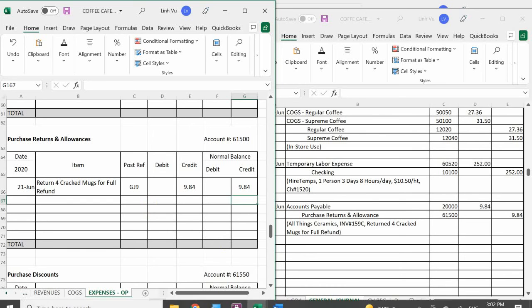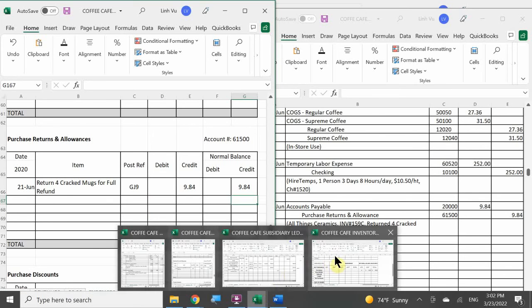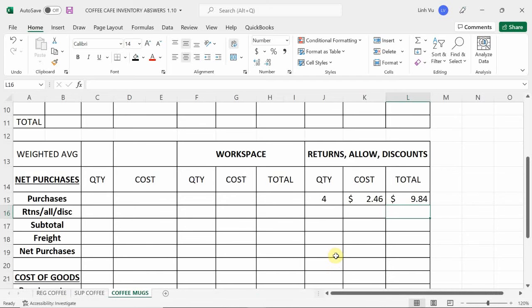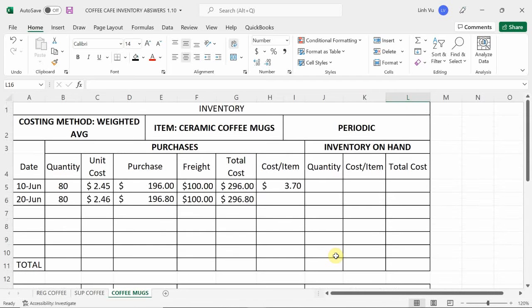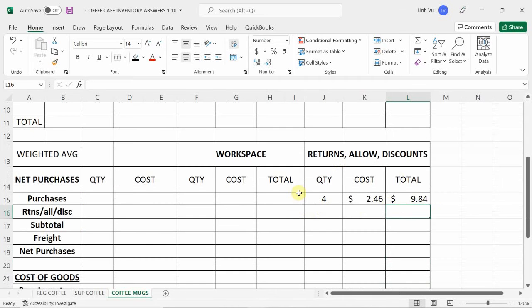Now, if you're referring to the inventory worksheet, we also have done that too. That was the very first thing that we did. We said that, okay, we have 2 batches of inventory. We know that this return is coming from this batch here, and we already filled out this bottom part here saying that we returned 4 of those mugs at $2.46.